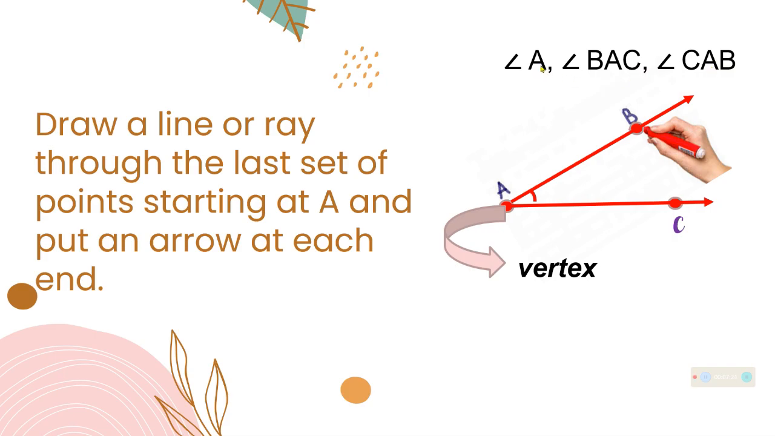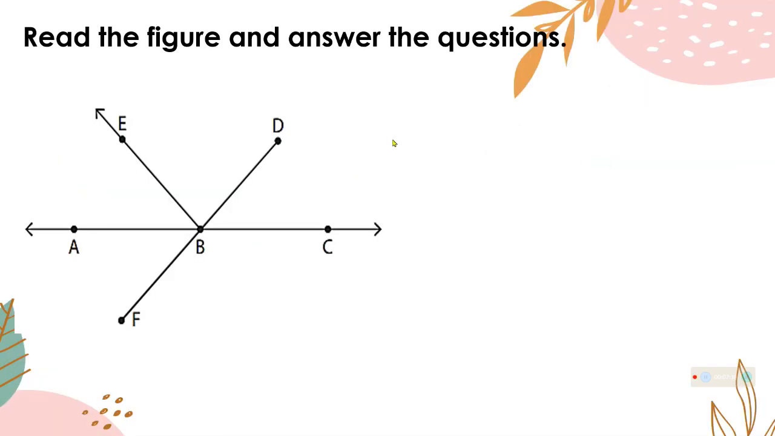So like this one, angle A, using one letter, or if you are going to use the three-letter angle, we have angle BAC or angle CAB. Any questions? If you don't have any questions, let us have this activity. You are going to read and analyze the figure and answer the questions. I hope the figure is clear to you so that you can answer number 1.